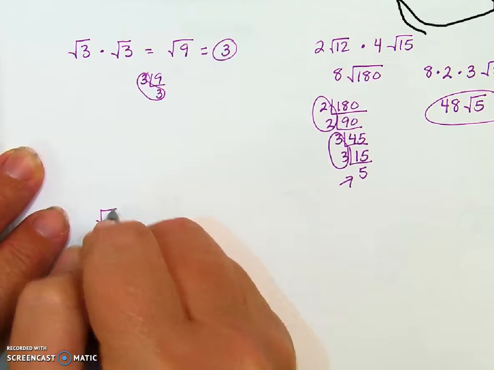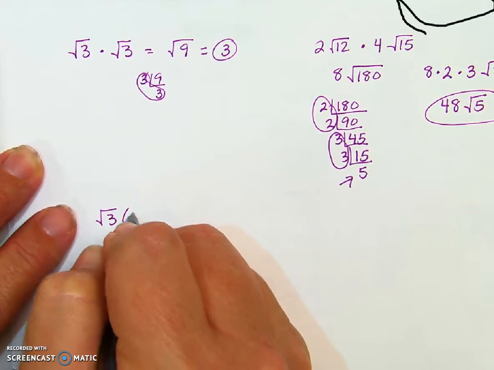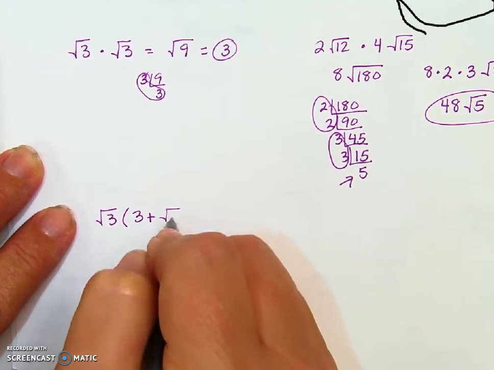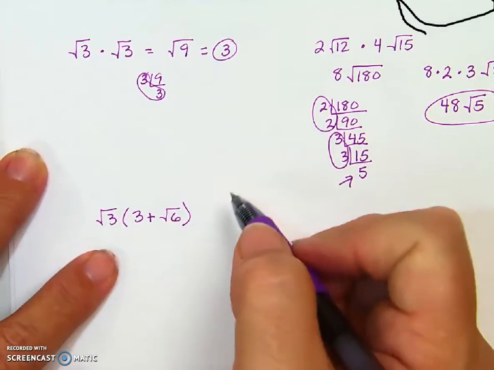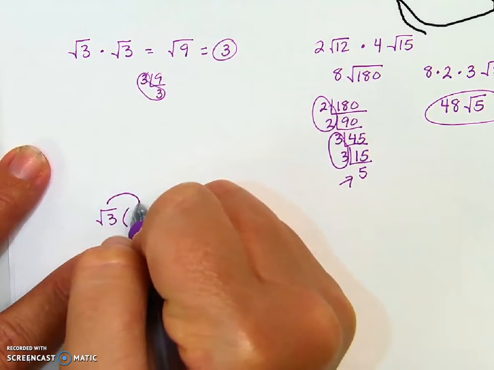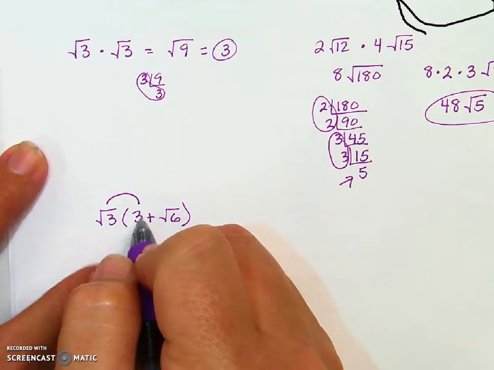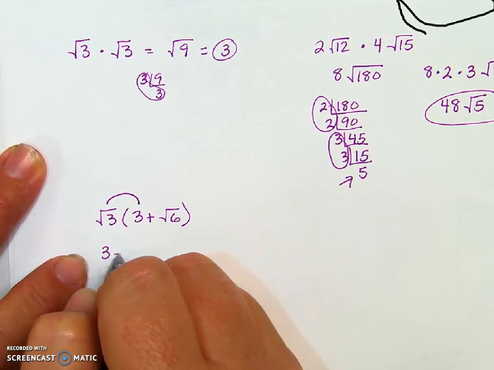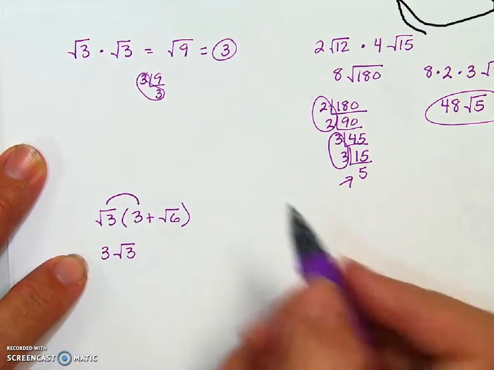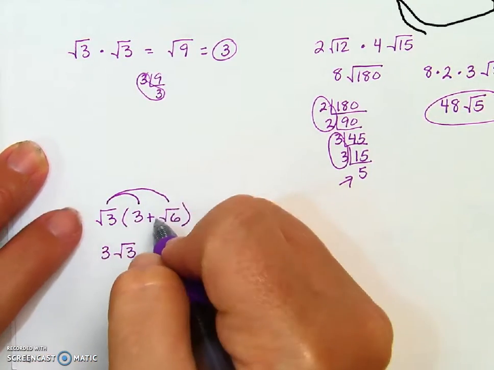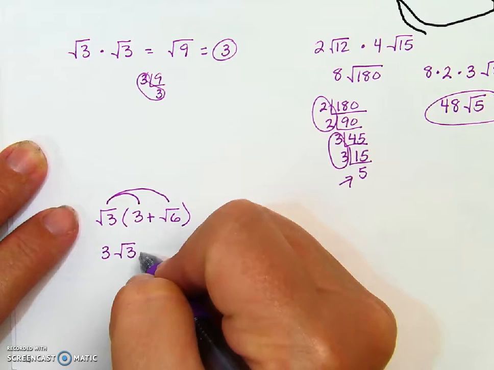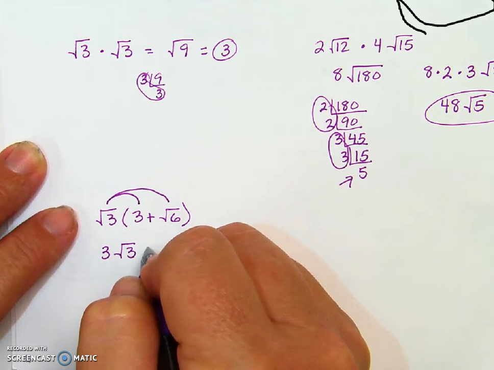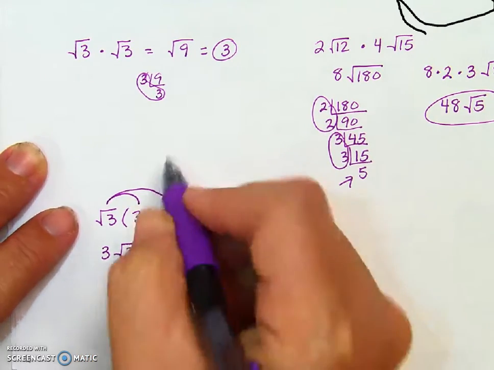We have square root of 3 times 3 plus the square root of 6. We're going to have to use the distributive property here. So when I do square root of 3 times 3, this number that's not under the radical goes on the outside. So I have 3 on the square root of 3. And then I multiply this. Notice that numbers on the outside. 1 times 1 is 1. And then I'm going to bring down my plus sign.